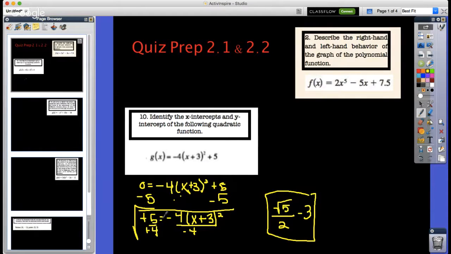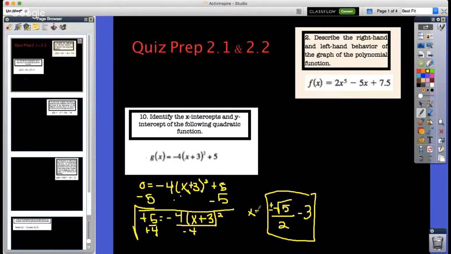The only other thing that I missed was when you do the square root of something squared, we want to make sure that it's plus and minus, because we want both. So make sure you do 2 of them: plus or minus square root of 5 over 2, minus 3. And again, that would be what the x-intercept would be.